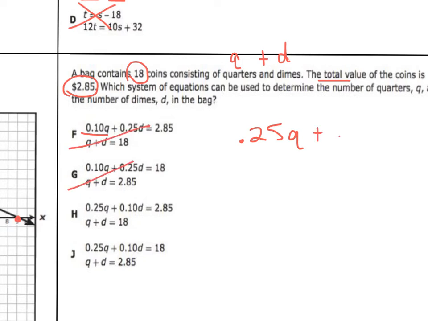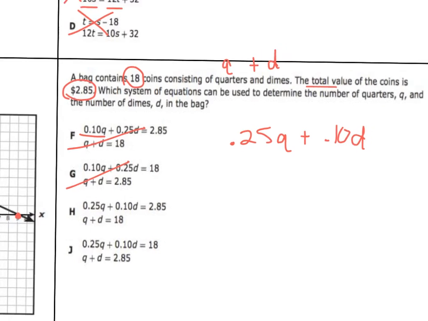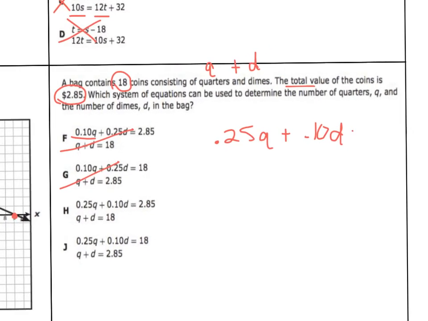And then remember, our dimes are with 10 cents. Also, our question says that the total is $2.85. Now, since this equation is dealing with money, all of the numbers will be dealing with money. And then it says that all of our quarters and all of our dimes together equal out to 18 coins. So our answer must be H.